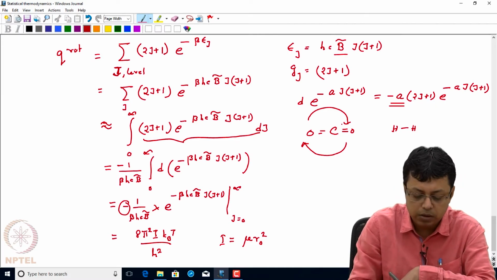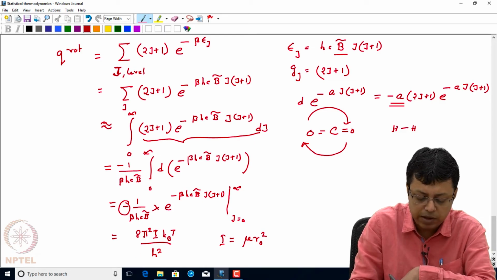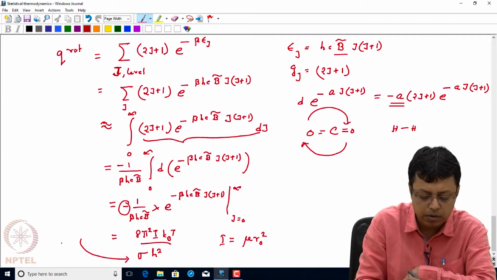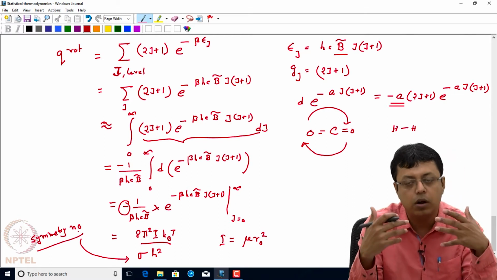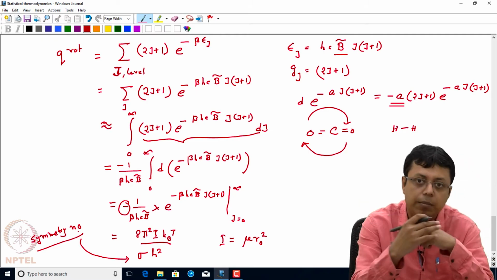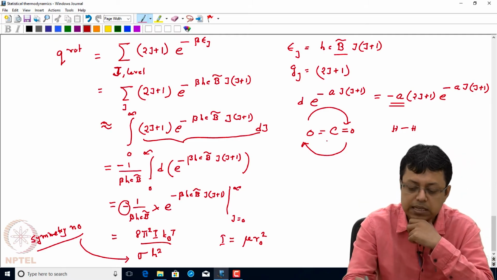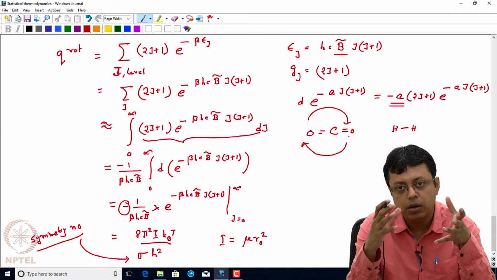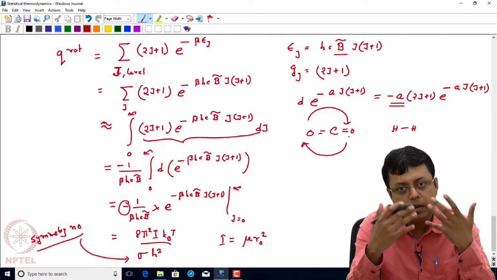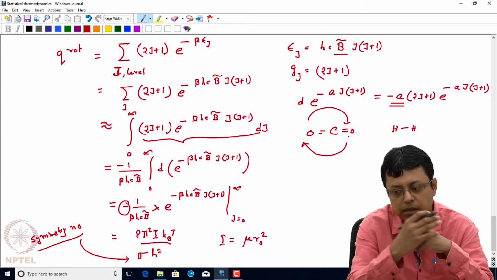So for that we always introduce, in an ad hoc fashion, a number sigma, which is known as the symmetry number. It just makes sure that we do not overestimate the number of rotational states. In this case, CO2 or H2, since it's a linear molecule, the symmetry number will be 2, but it can take some other numbers.